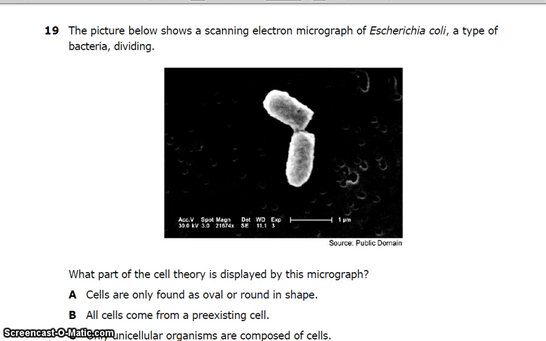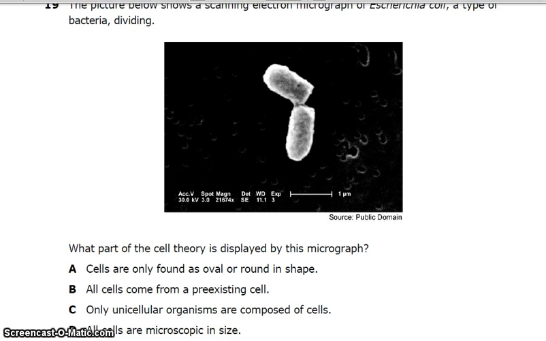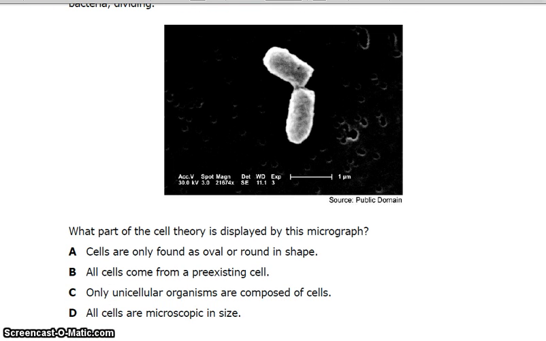Question 19. The picture below shows a scanning electron micrograph of Escherichia coli, a type of bacteria that is dividing or splitting in two. What part of the cell theory is displayed by this micrograph? A. Cells are only found as oval or round in shape. B. All cells come from a pre-existing cell. C. Only unicellular organisms are composed of cells. D. All cells are microscopic in size.